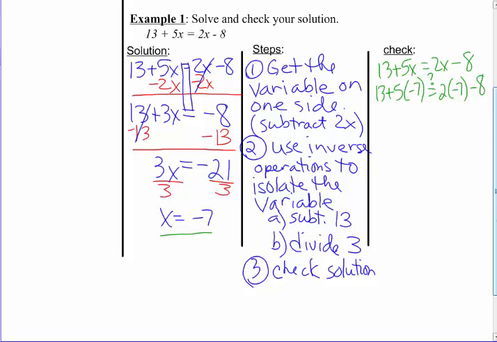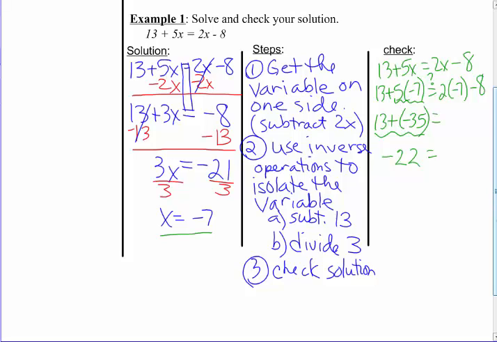Now when you evaluate these, you're going to evaluate the left-hand side separately from the right-hand side using order of operations. So let's look at the left. We have add and multiply. So multiply comes before add, so you can do that part first. 13 plus negative 35. And then you can do the 13 plus negative 35, which gives us a negative 22.